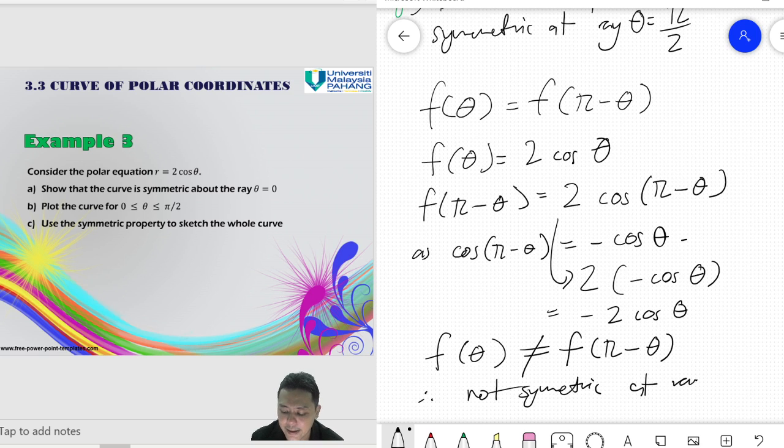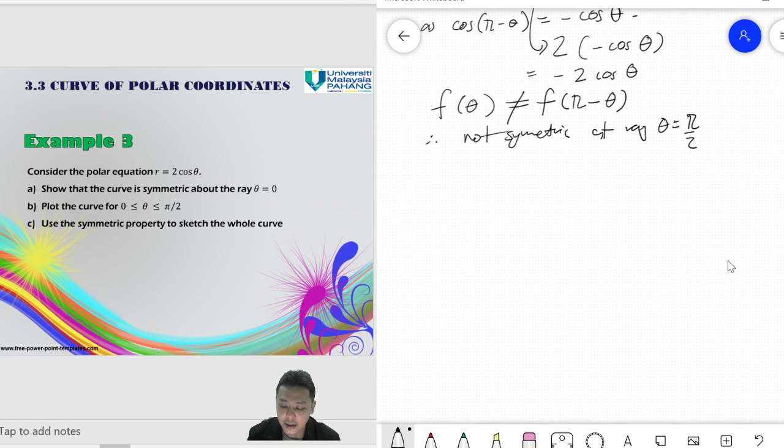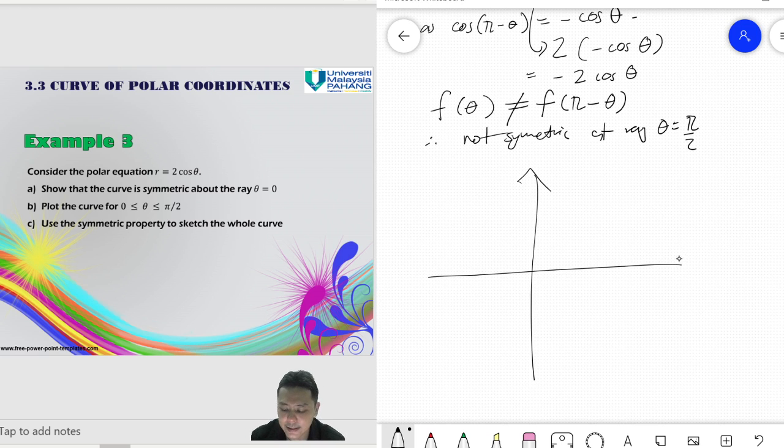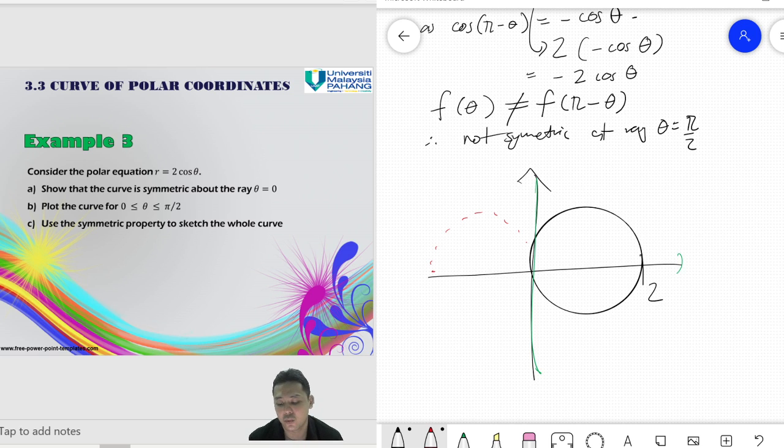at ray theta pi over 2. From the previous illustration also, it is a circle here. Okay, let me use another color please. For this representation, this is 2. From this diagram alone, you can see that if you draw a symmetrical line at pi over 2, there is no curve here. So yes, 2 cos theta is not symmetric at ray theta pi over 2. This is very clear.